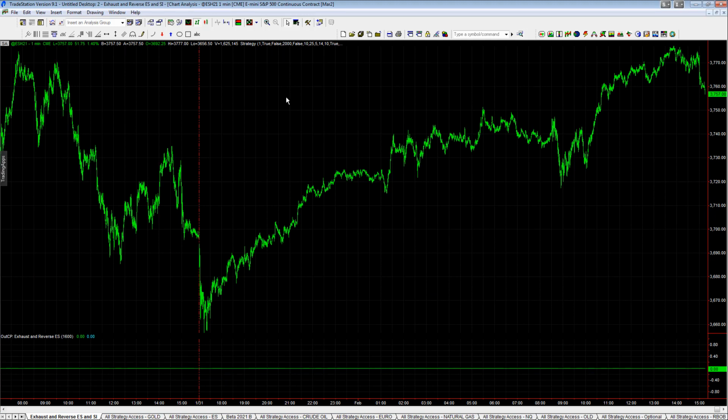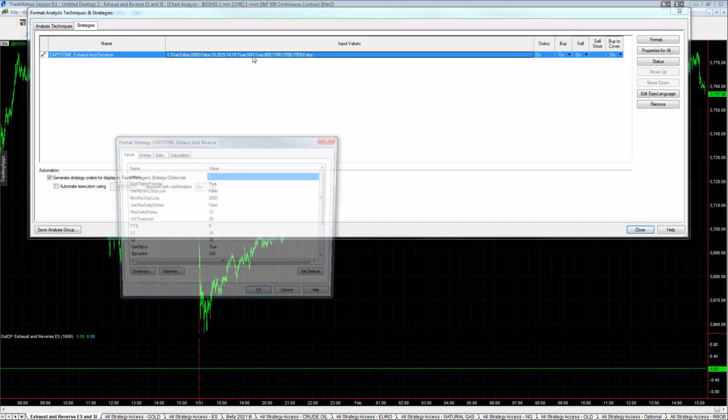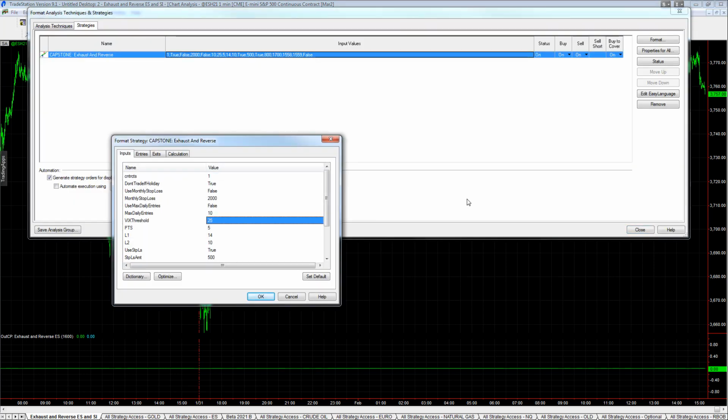Even the S&P, it won't trade if VIX is greater than 25. So it's not trading. What happens if you increase your VIX threshold to 35? You could do that. 35, what happens? You will get more trades. I'm going to show you what happens.